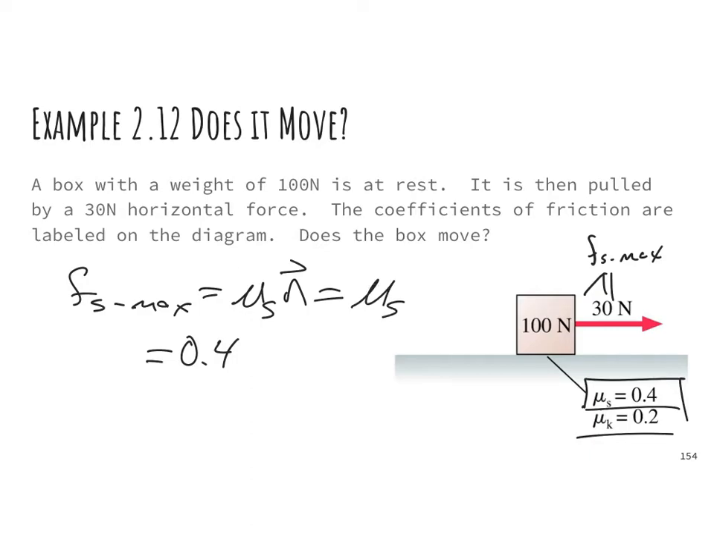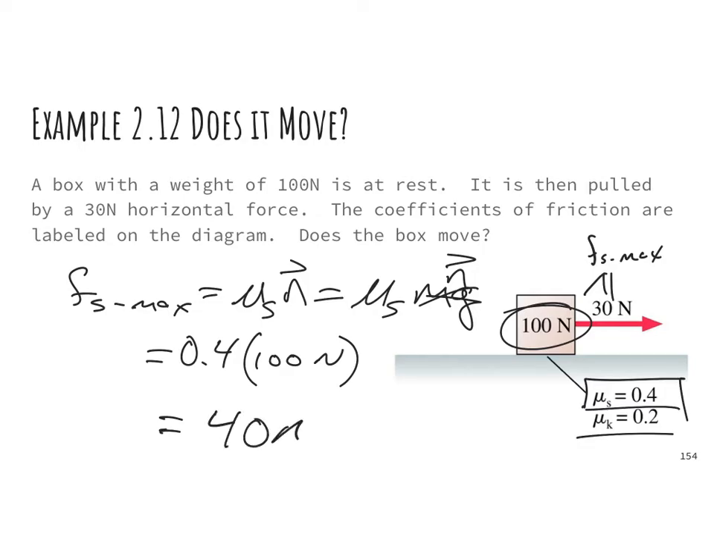The normal force in this case, on a nice flat surface, is equal and opposite to the weight, which is mass times gravity. The weight is already given as 100 newtons, so that means it's 40 newtons. The maximum static frictional force can exert up to 40 newtons. I'm only pulling at 30 newtons, so my answer is no, the box does not move, because it doesn't break static friction.